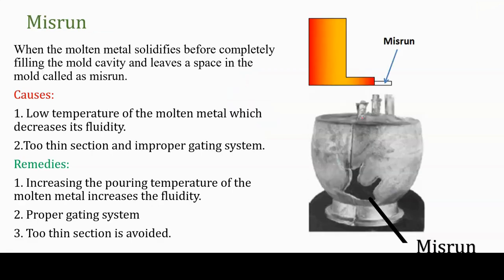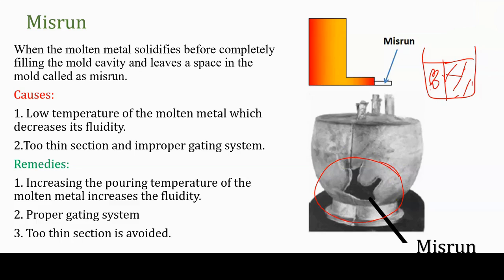And the next important defect is misrun. So what is misrun? Well, the molten material solidifies before completely filling the mold cavity, right? If you are pouring molten material into the mold cavity, it has to fill the total surface, right? So if suppose it filled only this surface and leaves this as a vacuum, you will have such a misrun defect, right?